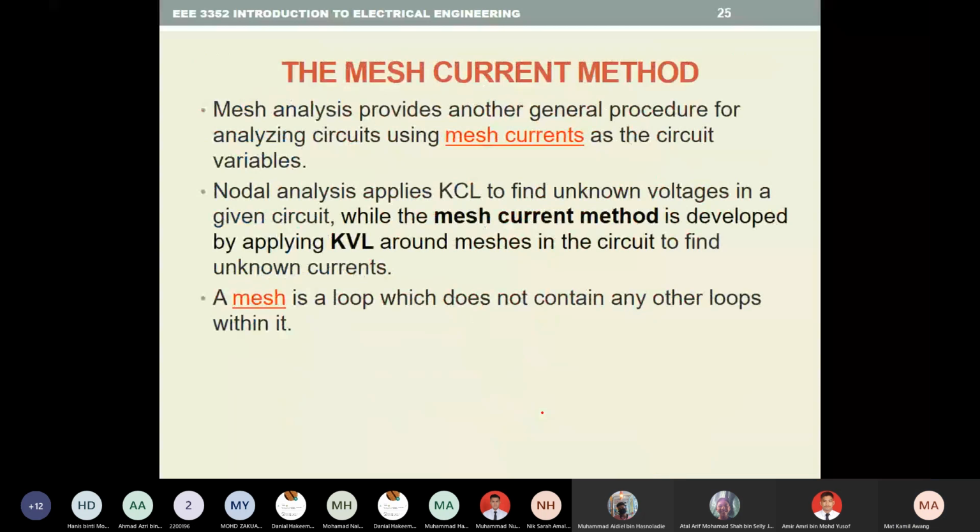Okay, that is actually on the nodal analysis. I'm going to stop here for today, and we continue on the mesh current method in another lecture, because I need you to process, to make sure that you understand nodal analysis first before we go into a new method. Not too much for you.